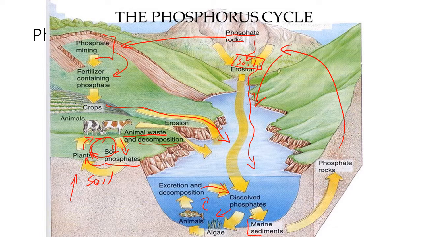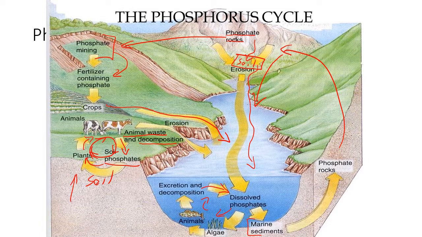Animal waste does the same thing. It can say that you have a feedlot or a pig pen right next to a creek, and there's a heavy rain event, and all of that animal waste gets washed straight into that creek. It can lead to eutrophication also, just like we talked about with the nitrogen cycle.